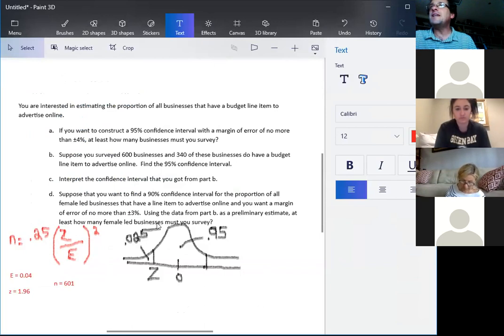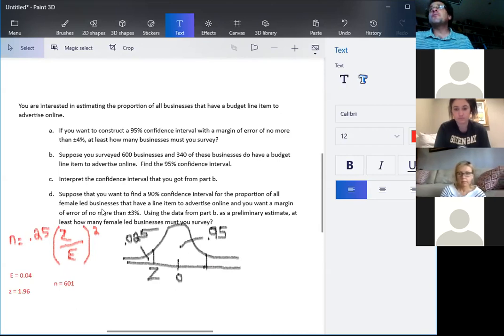Okay, for part D, suppose you want to find a 90% confidence interval for the proportion of all female-led businesses. So now we're going to do a different study that has a line item to advertise online, and you want a margin of error of no more than 3%. Using the data from part B as a preliminary estimate, at least how many female-led businesses must you survey?